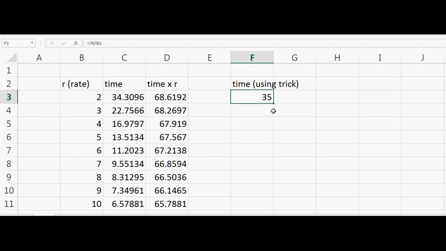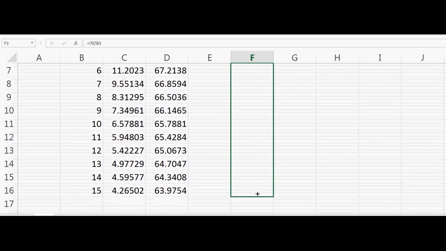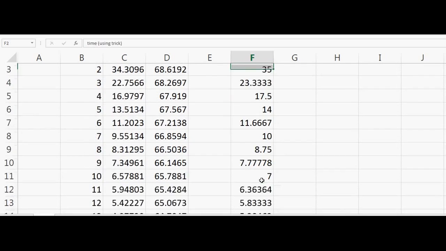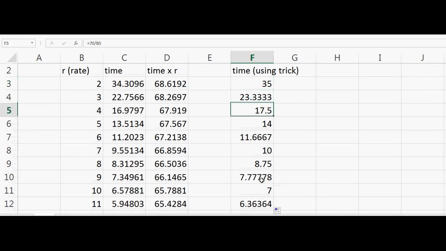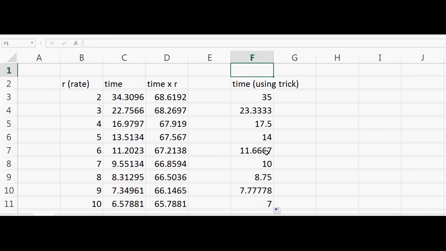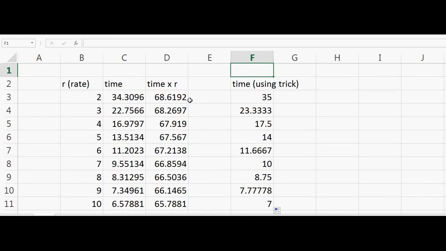It's a very close approximation. And we can keep doing this for all the rates, and we can see that the numbers are very close to each other. So if we have 9.55 years here, we get approximately 10 years. So this is how the trick was made, and you can see that it does give you the approximate values when you are trying to do this calculation.